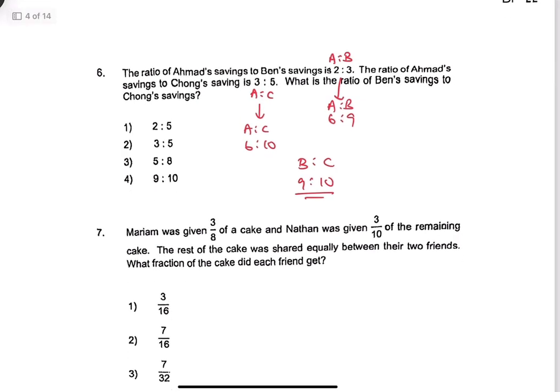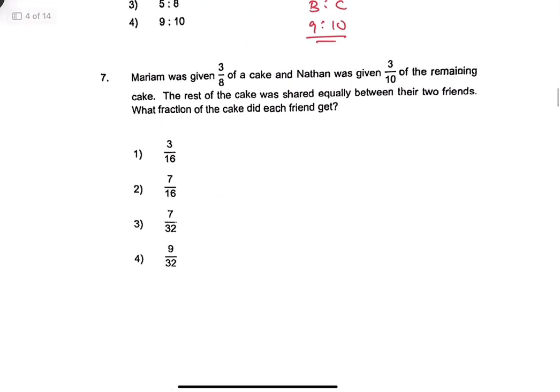Okay, next, the last MCQ question. Mariam was given 3/8 of a cake, and Nathan was given 3/10 of the remaining cake. The important thing is the remaining. So from the first part of the question, there are actually 8 sections of the cake.